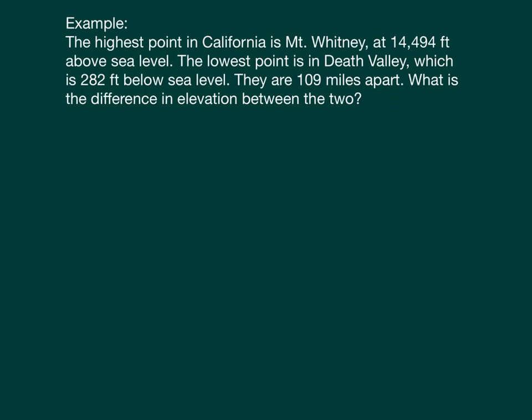All right, ready? Our example says the highest point in California is Mount Whitney at 14,494 feet above sea level. The lowest point is in Death Valley, which is 282 feet below sea level. They are 109 miles apart. What is the difference in elevation between the two?